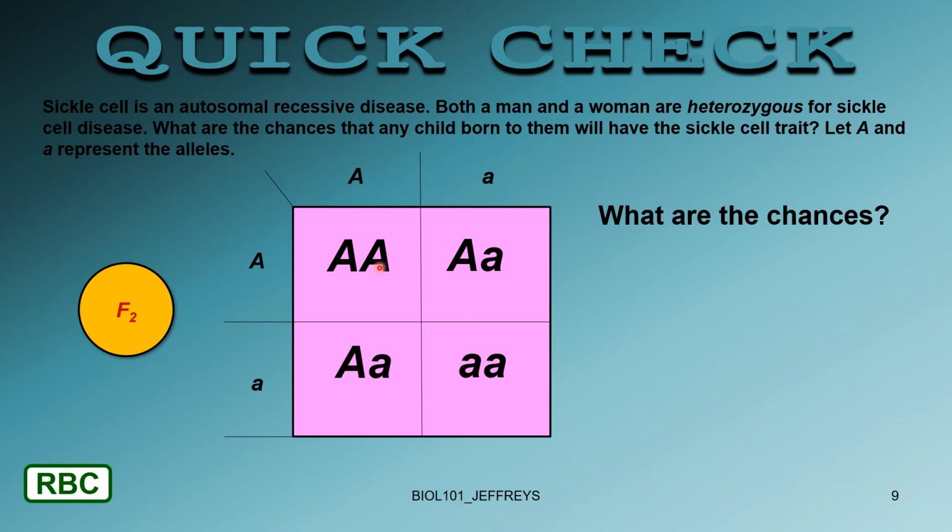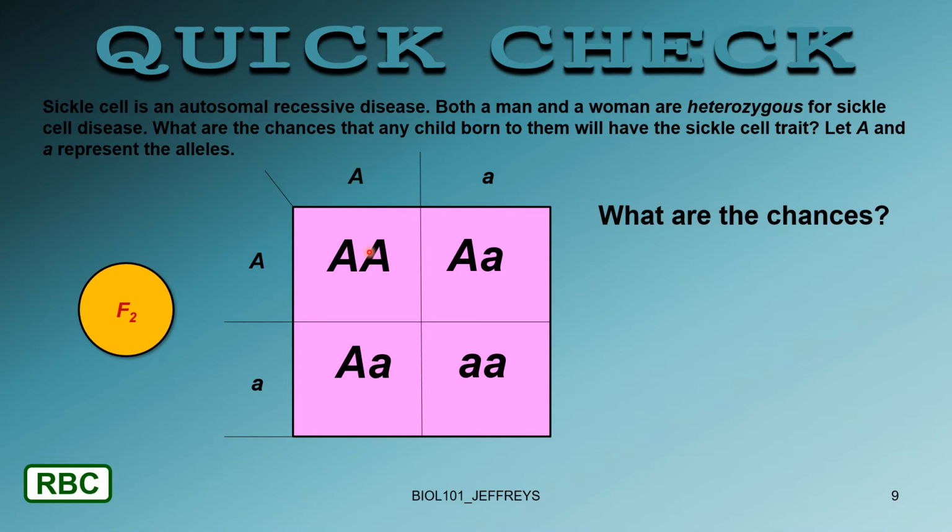because remember, this is a simple monohybrid cross. So it's a 1-to-2-to-1 genotype ratio, 3-to-1 phenotype ratio. Okay, so we're looking at sickle cell traits. So we're looking at the genotype ratio.